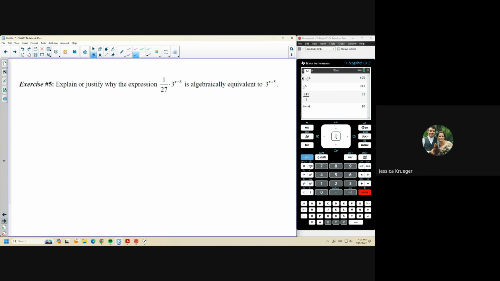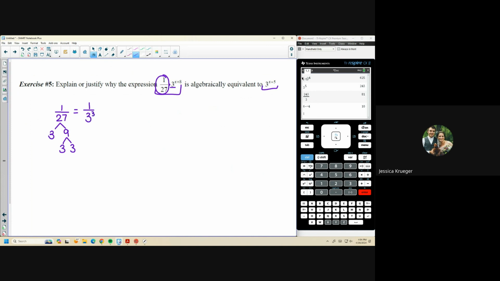Next thing, they want us to justify why this is equal to 3 to the x plus 5. So we are multiplying, okay? The base of this guy is 3. So what I'd like to do is I'd like to rewrite 1 over 27 using a base of 3. So I'm going to break down 27 and see if I can write it as a number to a power. 27 is 3 times 9, and 9 is 3 times 3. So I could rewrite 1 over 27 as 1 over 3 to the third.